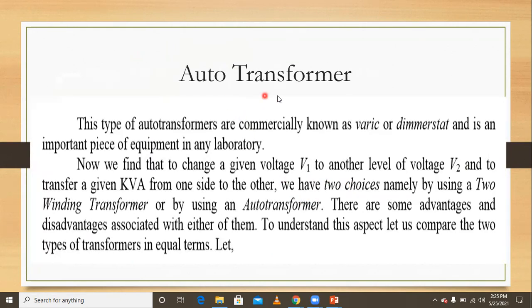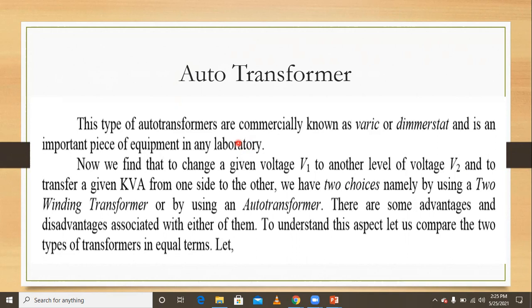The schematic representation of the auto transformer is like this. This type of auto transformer is commercially known as a variac or dimmerstat, and is an important piece of equipment in the laboratory. In the basic electrical engineering lab, the output voltage can be varied by using a variac. In that laboratory, these auto transformers are used to test different types of equipment.